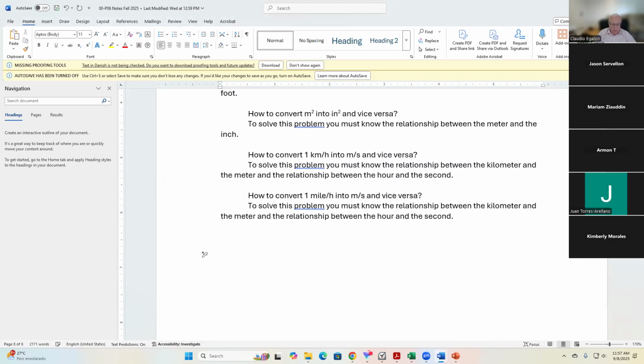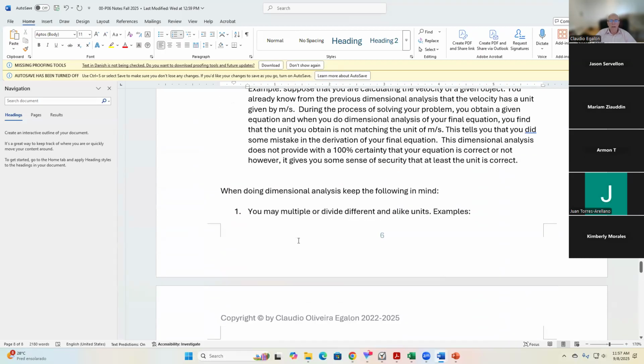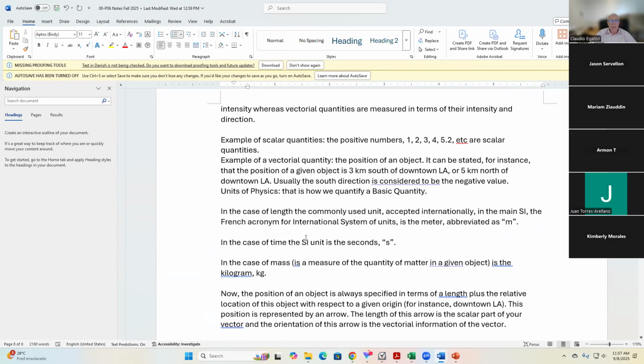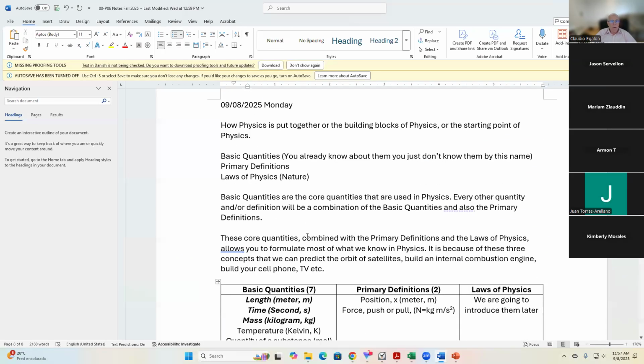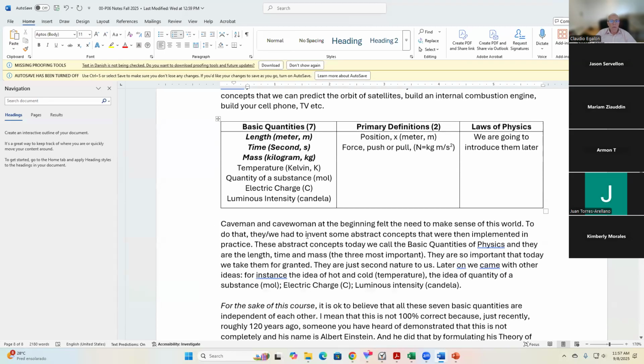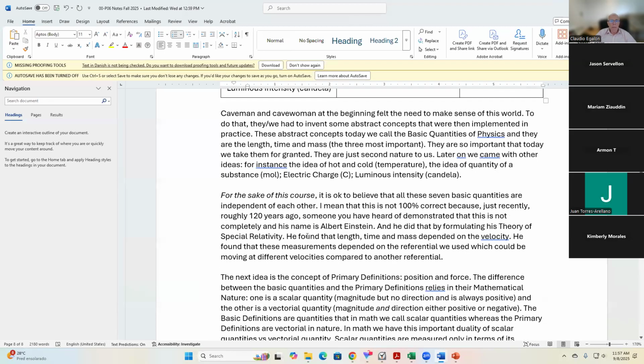So what we have done so far: one, we did the building blocks of physics. That's the first thing in the summary so far, right? What we did next, let's go back here.